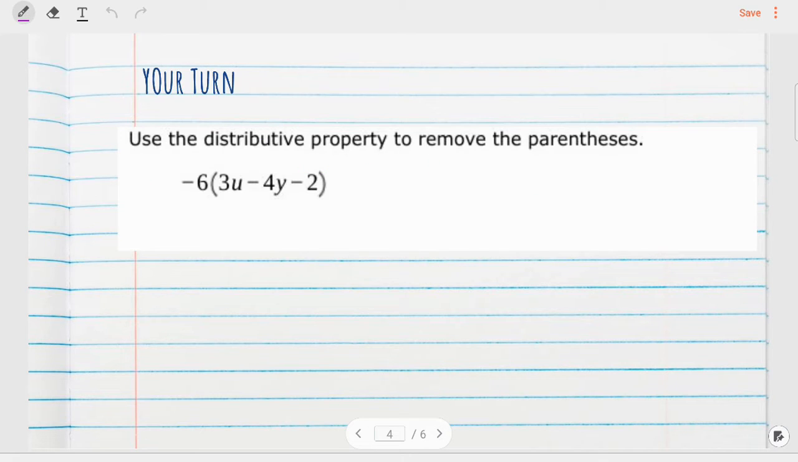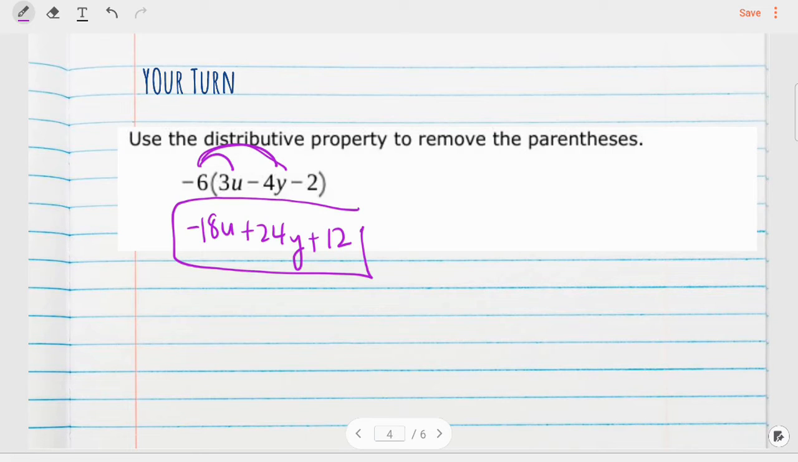So it's your turn. Use the distributive property to remove the parentheses. Pause the video, try this on your own, and when you're ready to continue, press play. All right, what should your answer be? It should be -18u, positive 24y, and positive 12. And that would be my simplified answer.